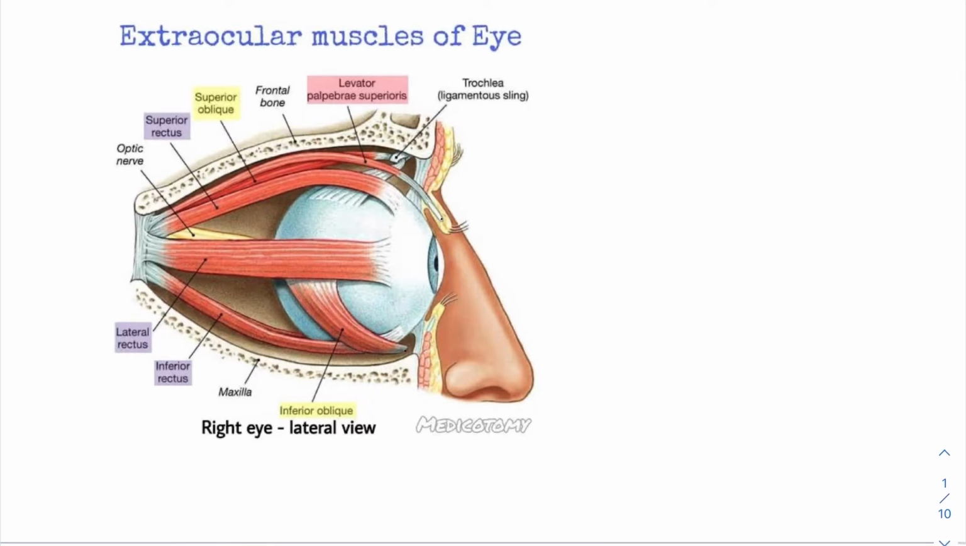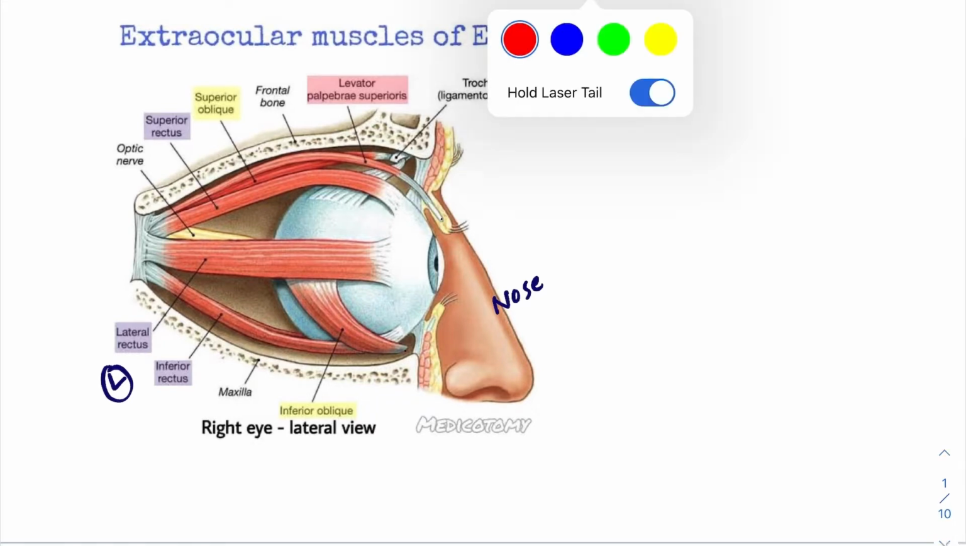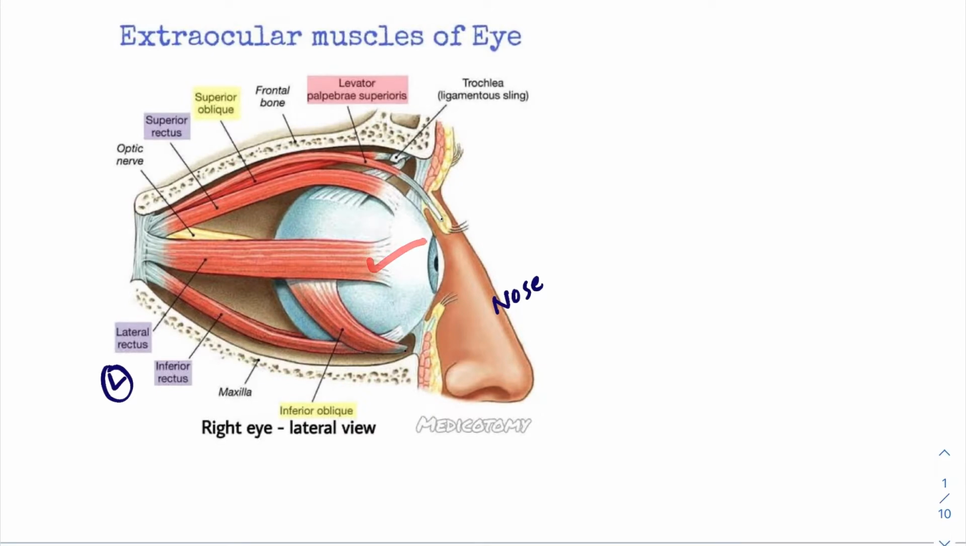So this is the image of an eye, and this is the medial side, that is the nose, and this is the lateral side. This muscle is present laterally, most laterally, so it is lateral rectus. Now this muscle is present superiorly, this is superior rectus, and this muscle is inferior rectus.